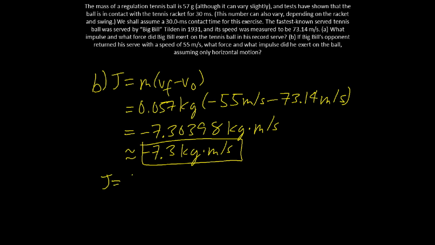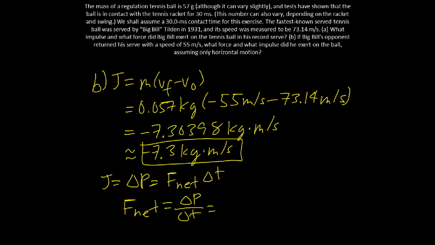J is equal to delta P, which is also equal to F net delta T. Solving for the net force, that will give us delta P divided by delta T. And now we're going to use this exact value for accurate results. Okay, delta T will be, of course, the same time, 30 times 10 negative 3 seconds.